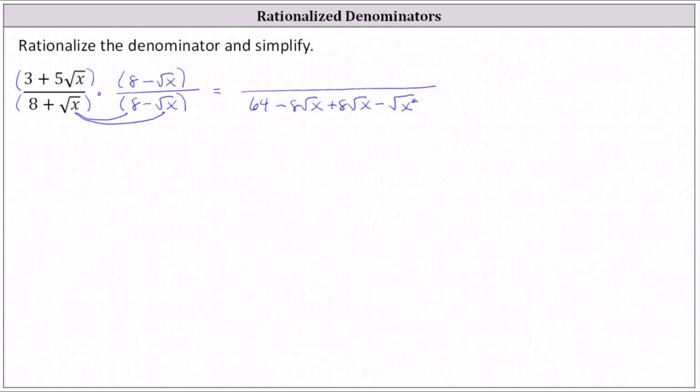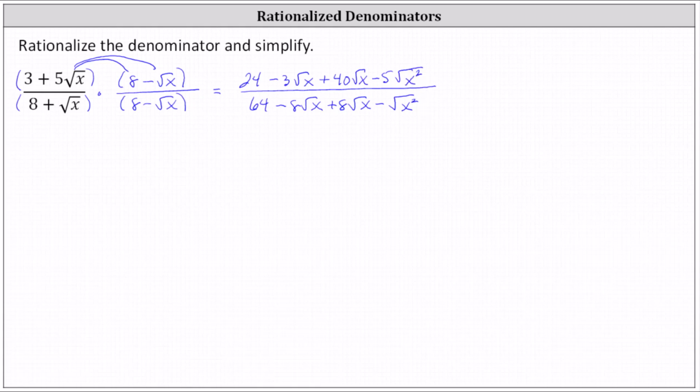And now in the numerator, we have 3 times 8, which is 24, and then plus 3 times negative square root x, which gives us minus 3 square root x. Next, we have 5 square root x times 8, which is plus 40 square root x. And then we have plus 5 square root x times negative square root x, which gives us minus 5 times the square root of x squared.